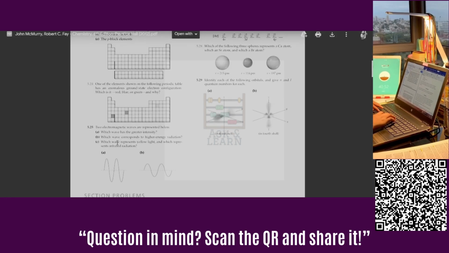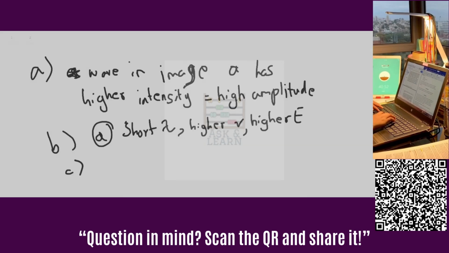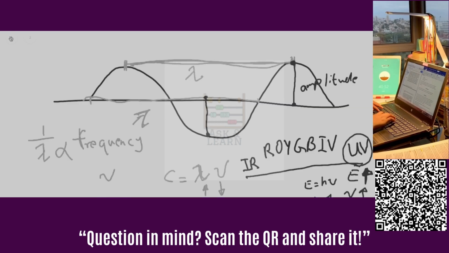All right, let's talk about C. C asks, which wave is yellow and which wave is infrared? We need to go back and compare yellow versus infrared. Yellow is here, infrared is here. Since it's going this way, it's higher energy. Yellow has higher energy: higher energy, higher frequency, shorter wavelength. So yellow light should have shorter wavelength.